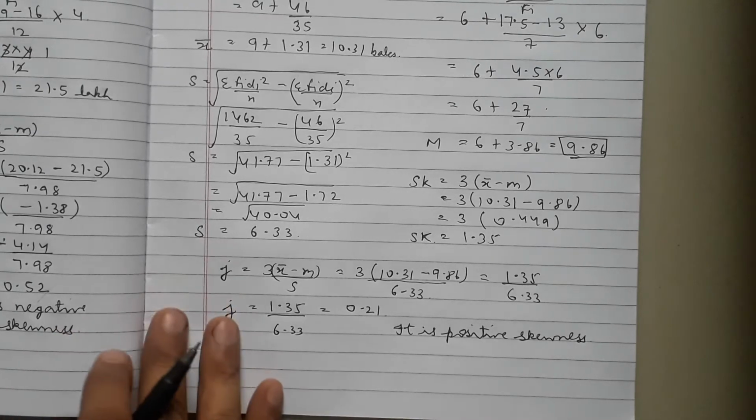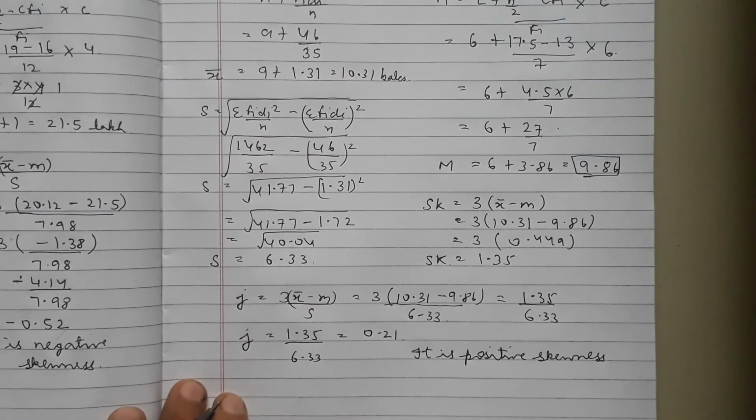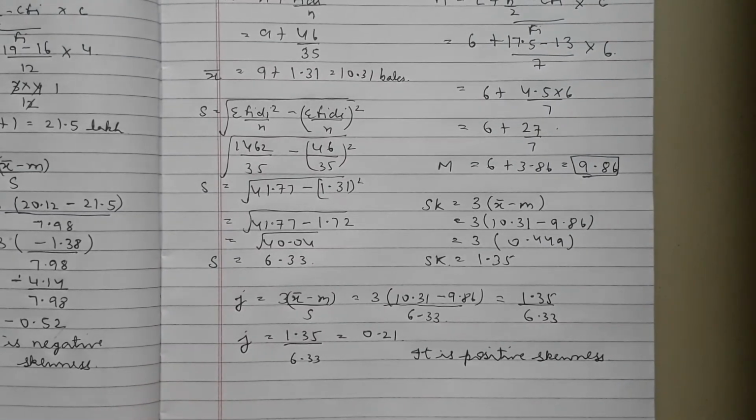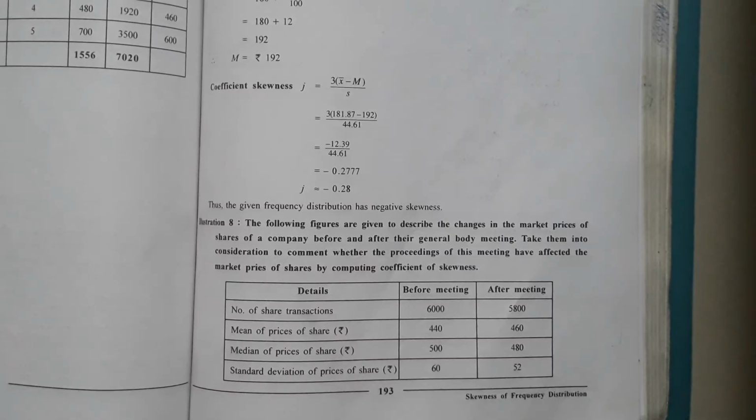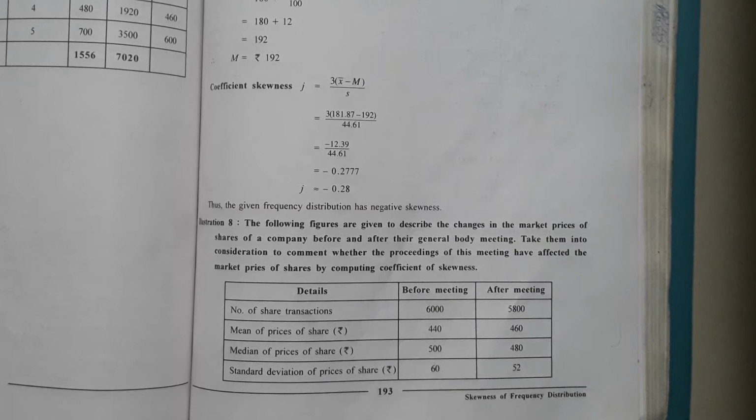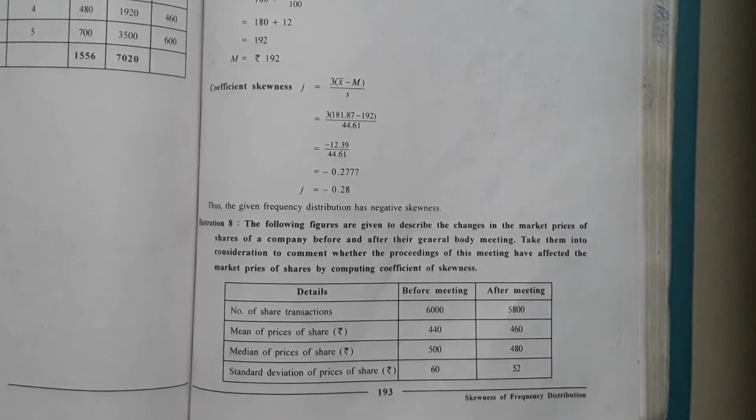Here we have finished exercise 5.1. The last sum you don't have to do, as it has negative values. Students, we have already done the sums related to skewness for exercise 5.1. Now I have given homework for illustration 8 up to 8 we have taken as homework.